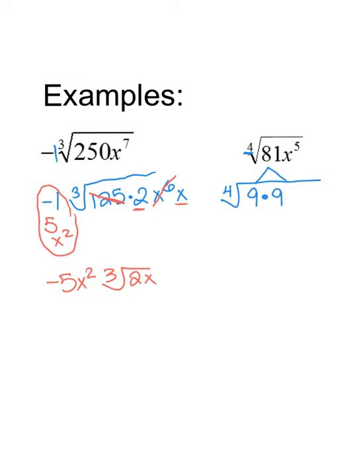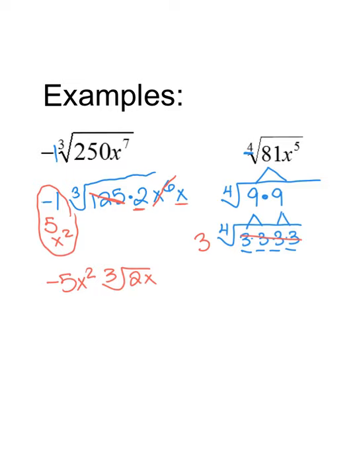I only have 2 9s, so I'm going to break them down again. 9 becomes 3 times 3. This 9 becomes 3 times 3. So now I have 1, 2, 3, 4. So I can take all 4 of them out and put 1 out front.